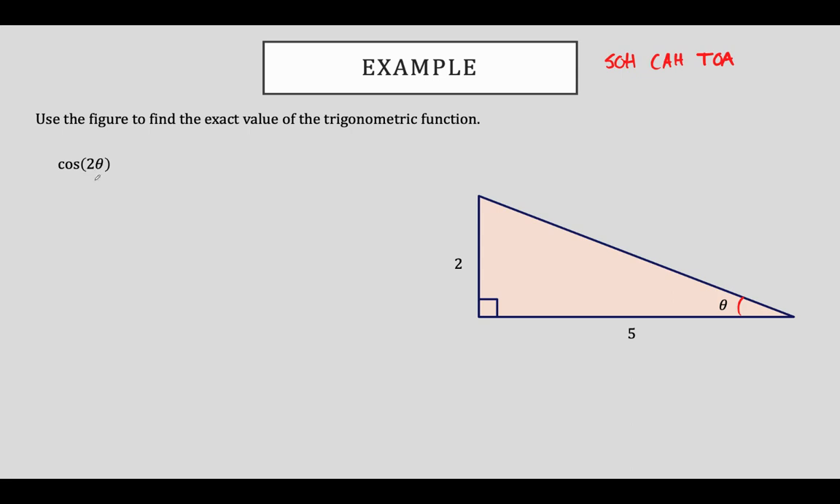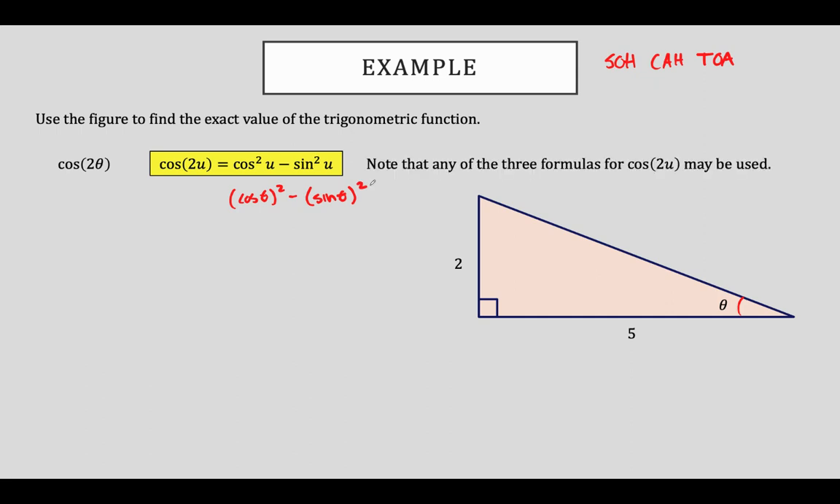So in this case, we want to find the cosine of 2 times the angle theta, a multiple of theta. Well, let's use the double angle formula for cosine. Now, again, there are 3 different formulas that you can choose from. Pick the one that you like the most. I'm going to pick the first one. Cosine 2u is equal to cosine squared u minus sine squared u. So again, remember, in this case, cosine squared u is going to be the cosine of theta squared minus the sine of theta quantity squared. As I said, any of the 3 formulas for cosine 2u may be used. Try out the other ones as well.